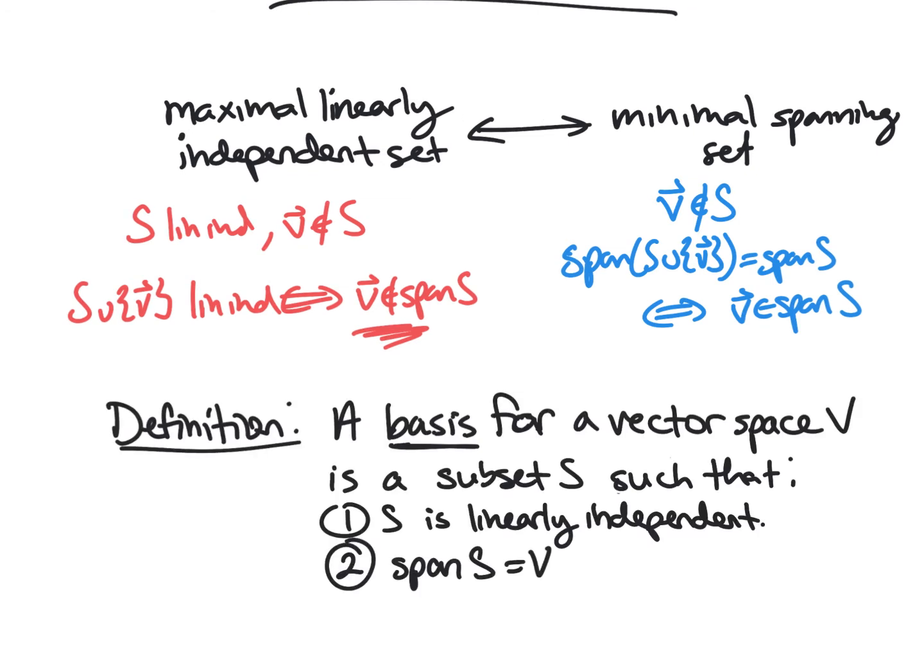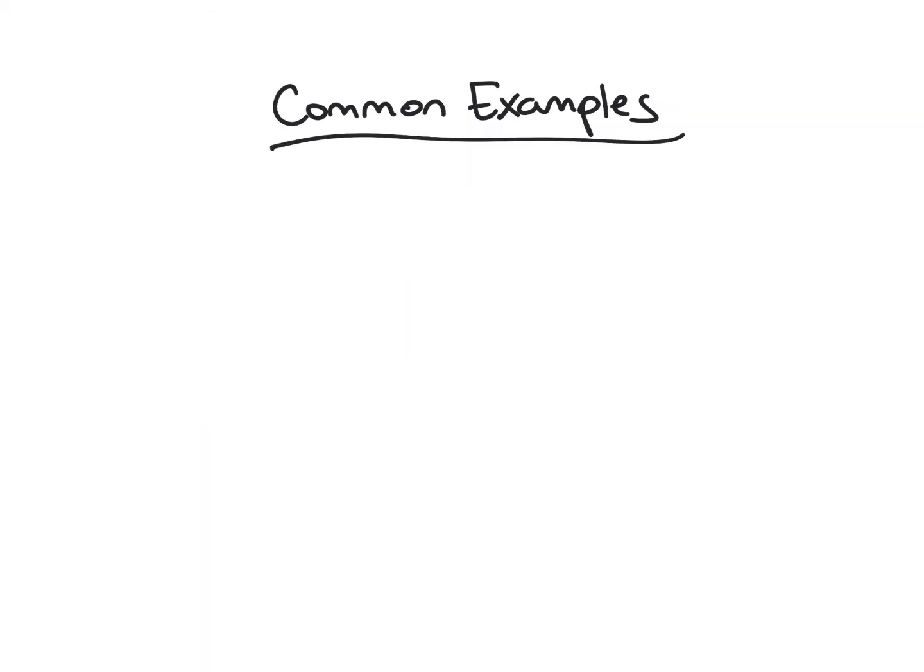So a basis for a vector space V is a subset S of V such that S is 1, linearly independent, and 2, a spanning set for V. So the span of S is the whole vector space. Okay, so those two conditions combined means that S is a basis. So now let's talk about some common examples.